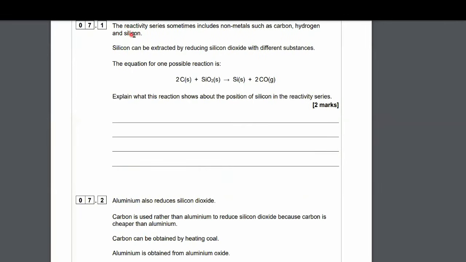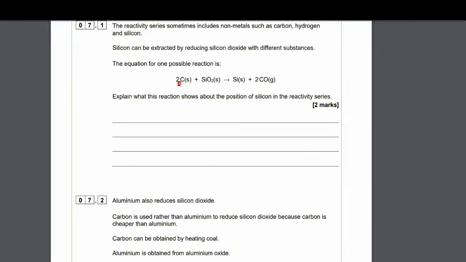7.1. The reactivity series sometimes includes non-metals such as carbon, hydrogen, and silicon. Silicon can be extracted by using silicon dioxide with different substances. The equation for one possible reaction is carbon plus silicon dioxide goes to silicon solid plus carbon monoxide gaseous. Explain what this reaction shows about the position of silicon in the reactivity series?